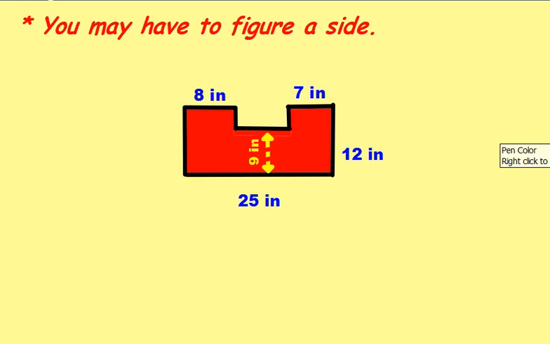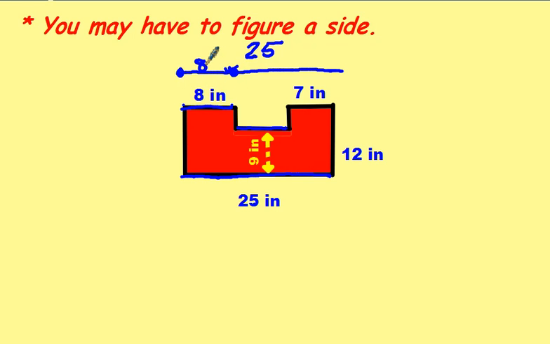Another thing that you might have to do is to find the different sides. If we know that this entire side here is 25 inches, but we're trying to find this piece right here, can you see that from side to side will be 25, the same as this side. Here is 8. From here to here is 8. From here to here is 7. So this part right here must be 10. So we know this little side is 10.